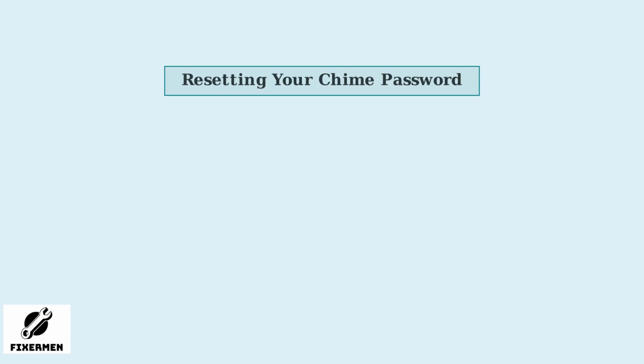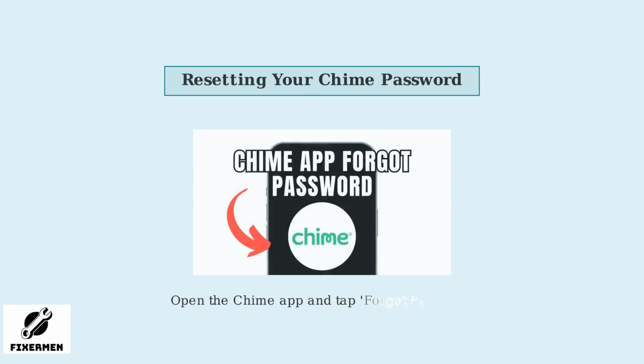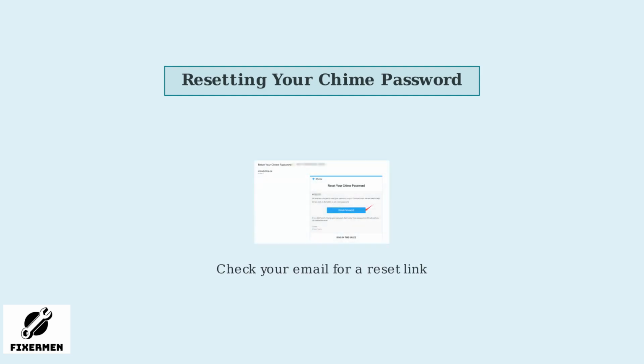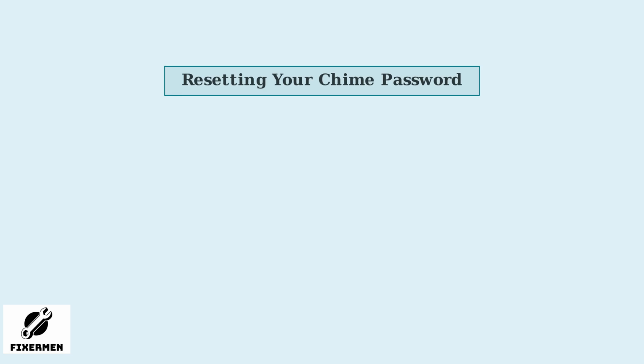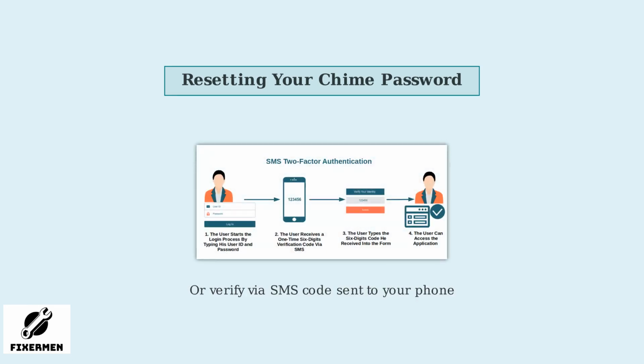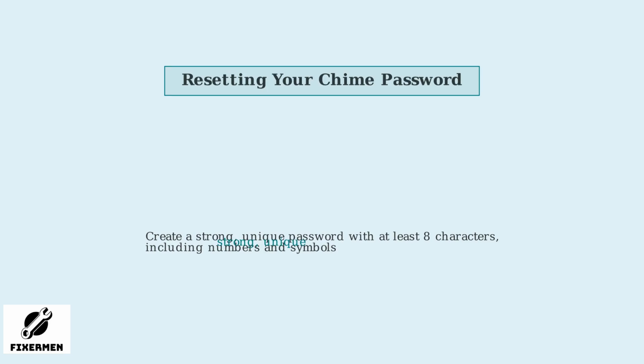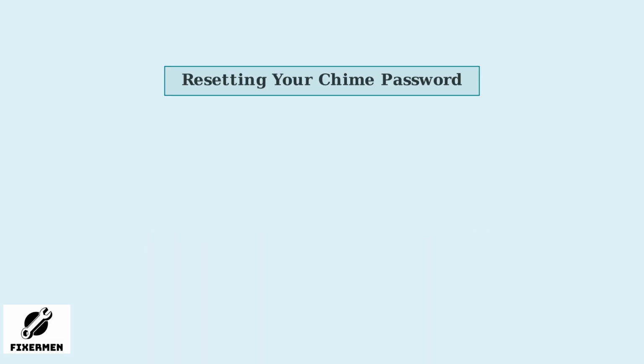Resetting your Chime password is a straightforward process using the app's built-in features. Start by opening the Chime app and selecting the Forgot Password option on the login screen. Follow the on-screen prompts to verify your identity. You may receive a password reset email with a secure link to click. Alternatively, you might receive a verification code via SMS. Enter this code in the app to proceed with the reset. Once verified, create a new strong password with at least 8 characters, including uppercase letters, numbers, and symbols to enhance security.